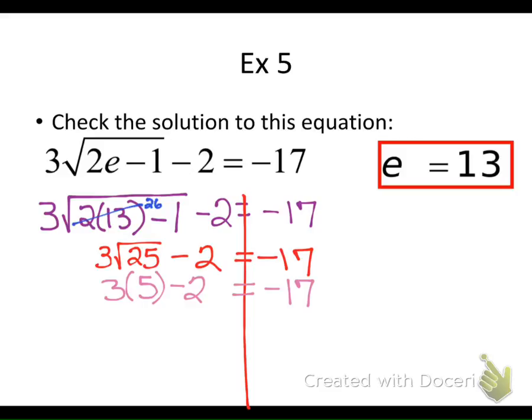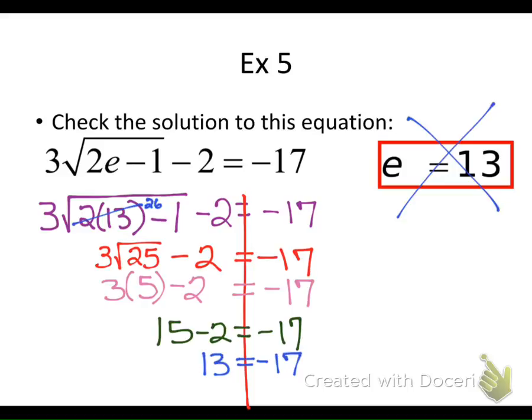Order of operations. What do I do next? Which is? You don't have to rewrite the negative 17 out every single time on the right side. I do. I like my stuff to be even. So then what's 15 minus 2? 13. Is 13 the same thing as negative 17? No. So e equals 13 is not a possible solution to this equation.